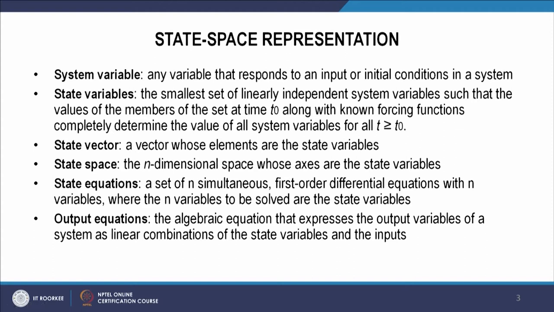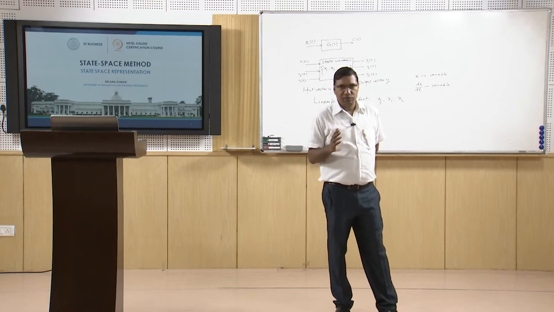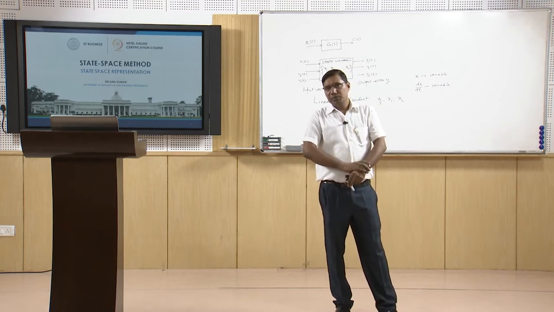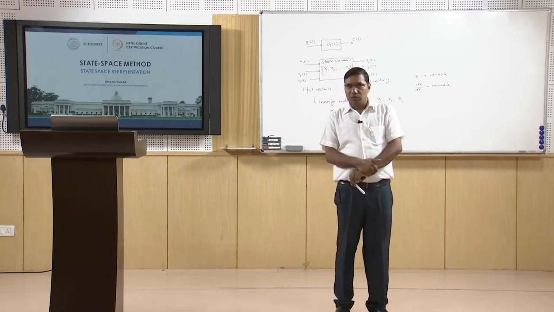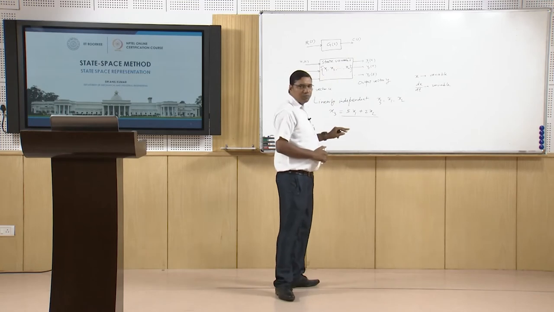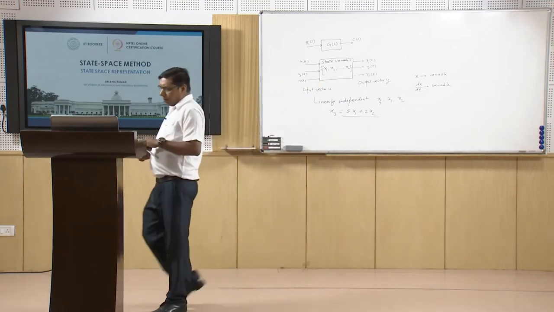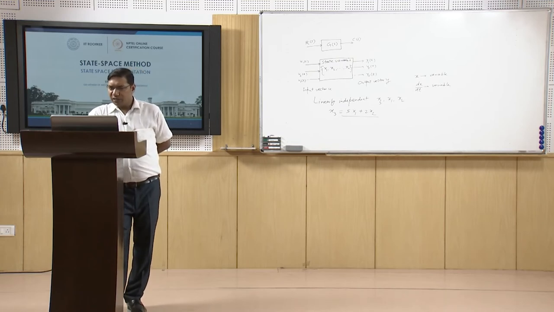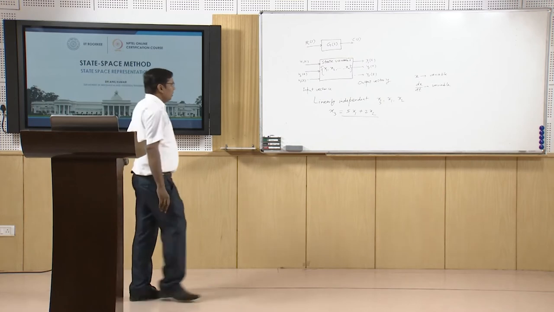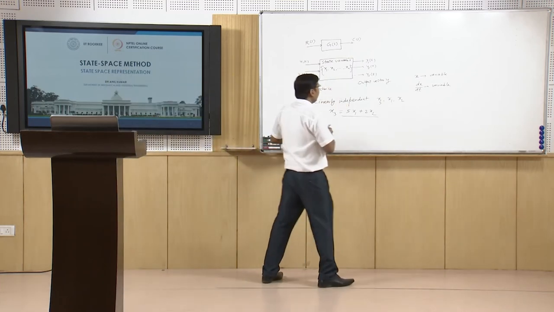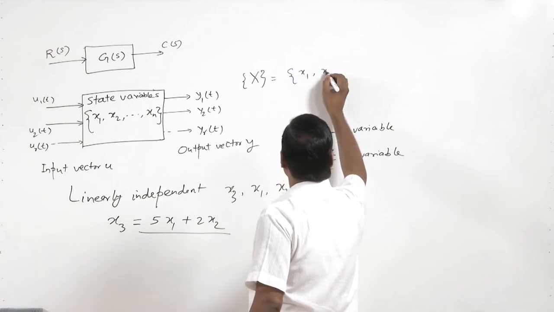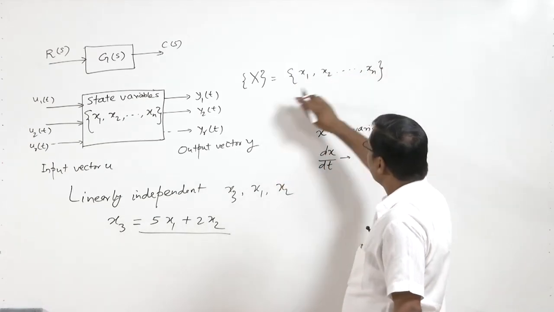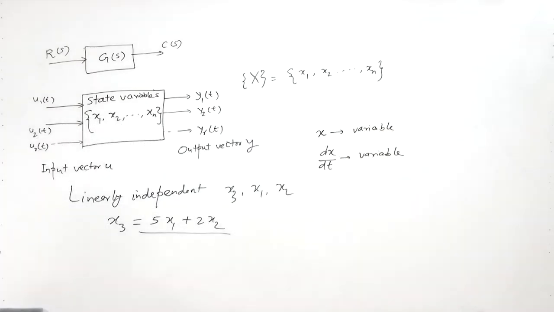So only if we know the state variables at any particular time instant under some input conditions, we can represent the other system variables in terms of state variables, because the other system variables are expressed in terms of the state variables. Then, a state vector is a vector whose elements are the state variables. So if these are the state variables x1, x2, xn, we can say x is a state vector, because it is a vector whose elements are state variables.